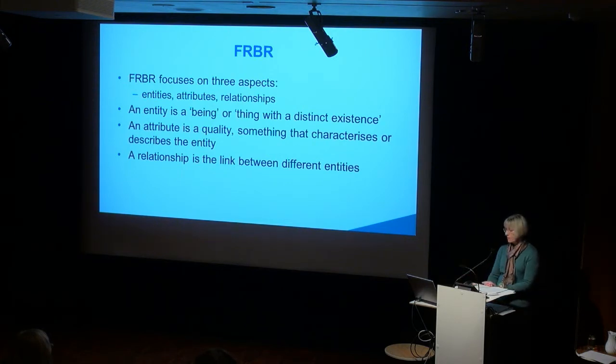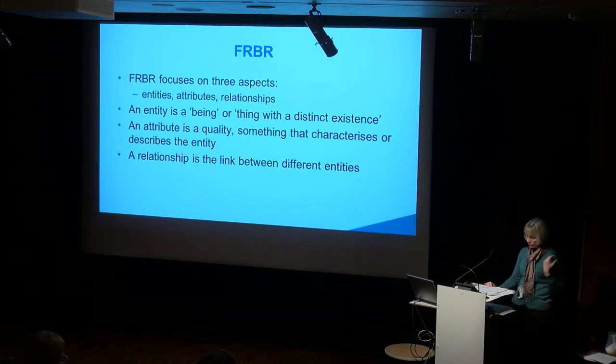So FRBR focuses on three aspects. An entity is something that can be distinctly defined, such as a work, a person, or an event. An attribute describes that entity. And the relationship is an association between two entities, such as produced by, created by, translated by.